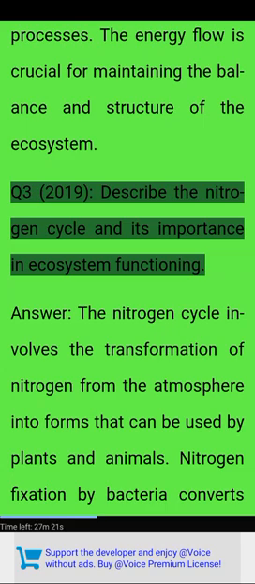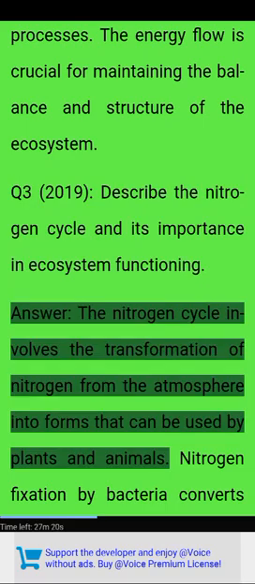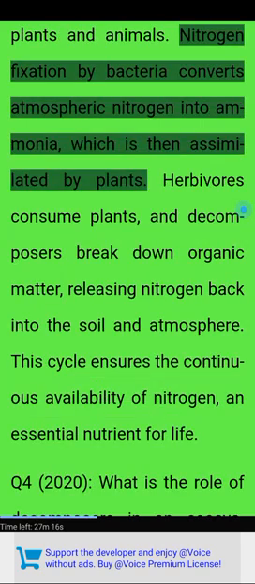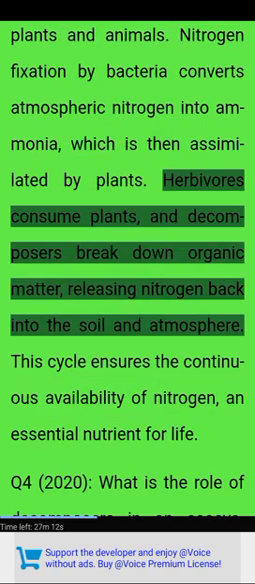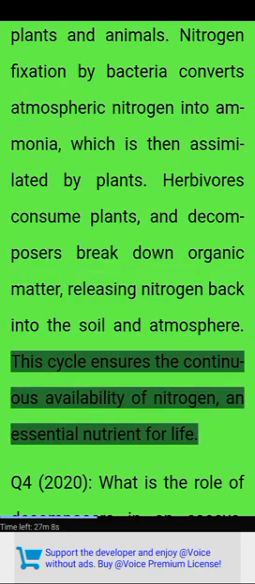Q3 2019. Describe the nitrogen cycle and its importance in ecosystem functioning. Answer. The nitrogen cycle involves the transformation of nitrogen from the atmosphere into forms that can be used by plants and animals. Nitrogen fixation by bacteria converts atmospheric nitrogen into ammonia, which is then assimilated by plants. Herbivores consume plants, and decomposers break down organic matter, releasing nitrogen back into the soil and atmosphere. This cycle ensures the continuous availability of nitrogen, an essential nutrient for life.